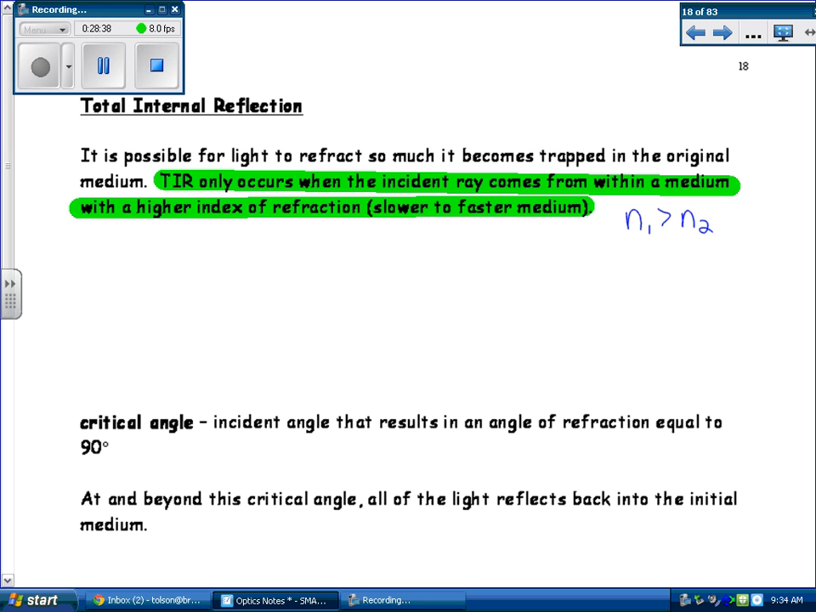Okay, so going from glass into water. Going from water into air. Going from diamond into air. And this is why diamonds sparkle. Diamonds have an extremely high index of refraction. Their index of refraction is one of the highest known, 2.42. So what happens is light gets into the diamond and a lot of it can't get back out again. So it gets trapped inside the diamond, and that's what makes it sparkle.